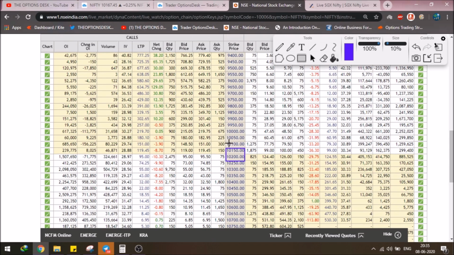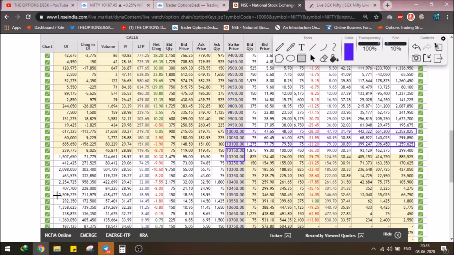There has been put writing at this level, so interim support will act at the 10,100 level, and then the very major support will act at the level of 10,000, because there has been massive put writing at this level. It means the put writers think the market should not go below this level. If this level acts as support, we can see a support testing tomorrow at this particular level, because that is the major support on the lower side.